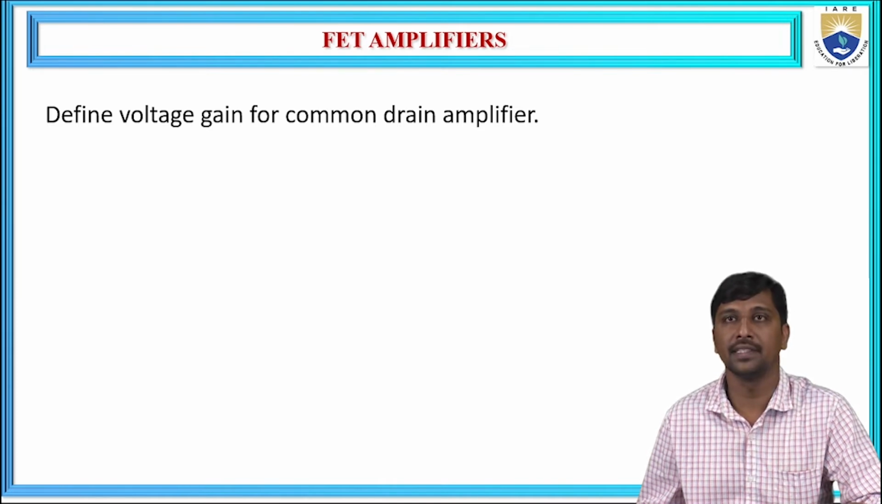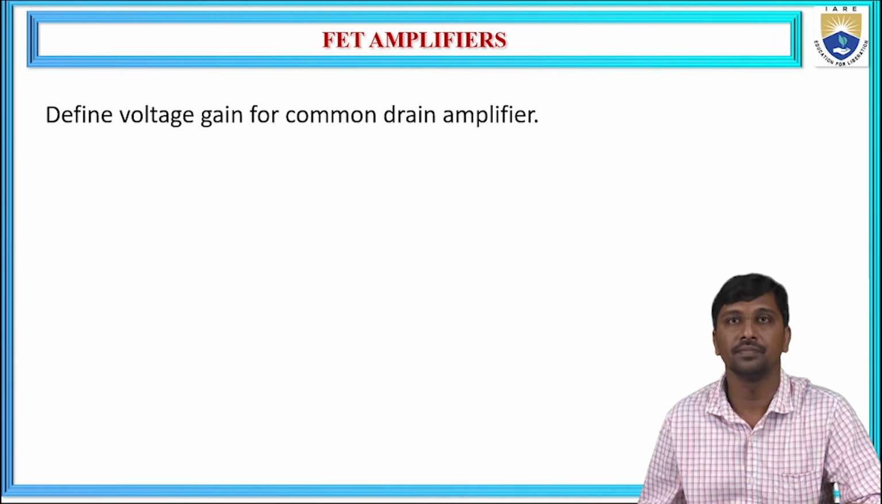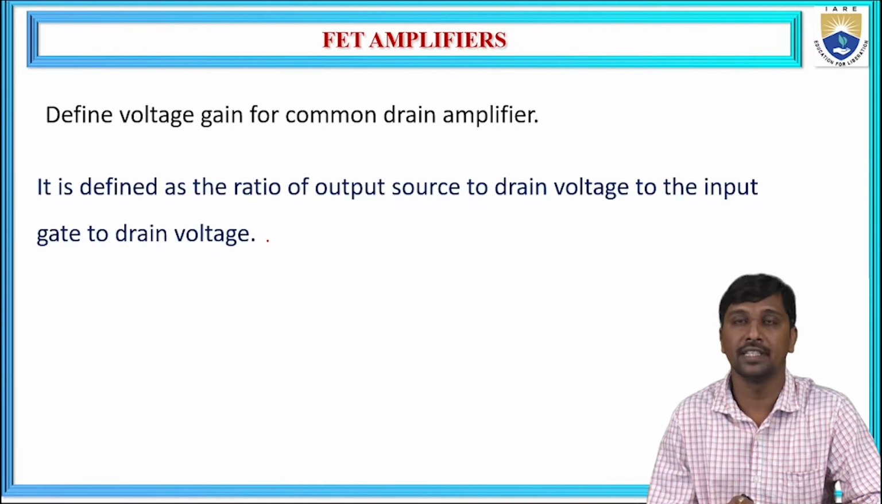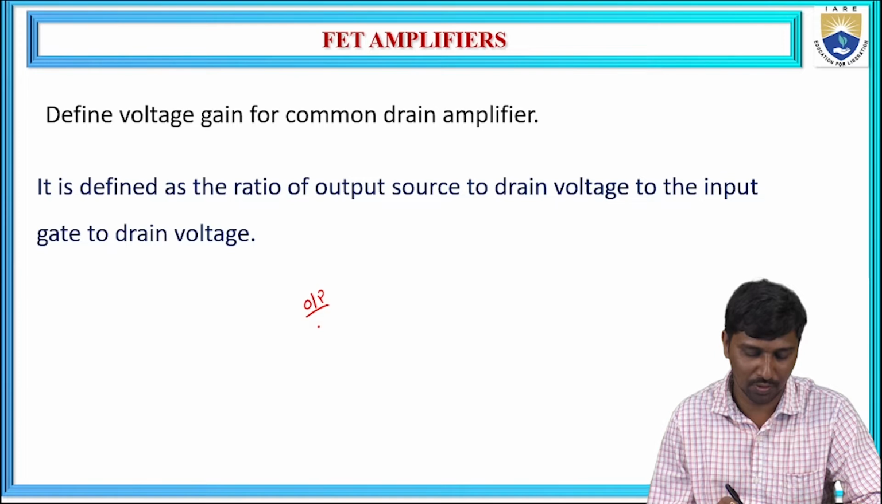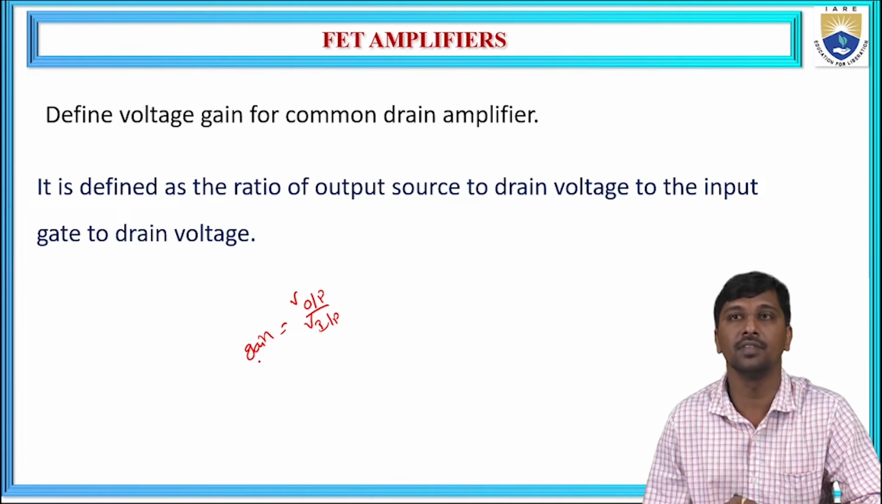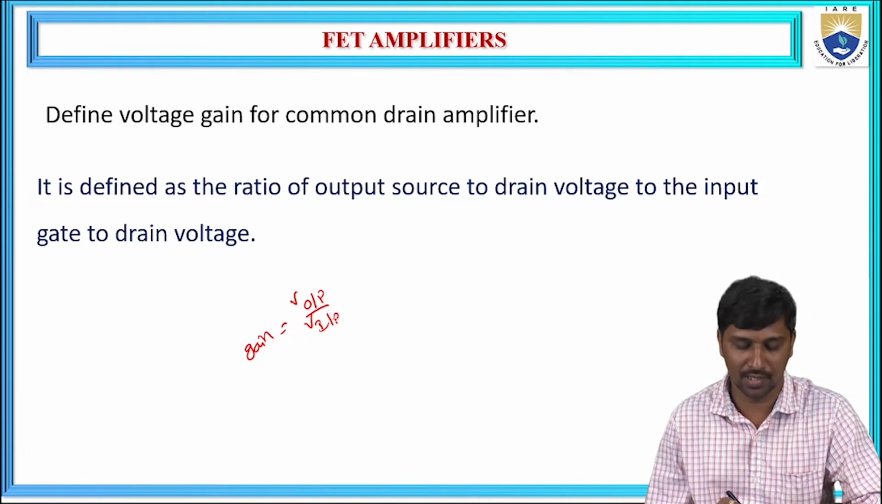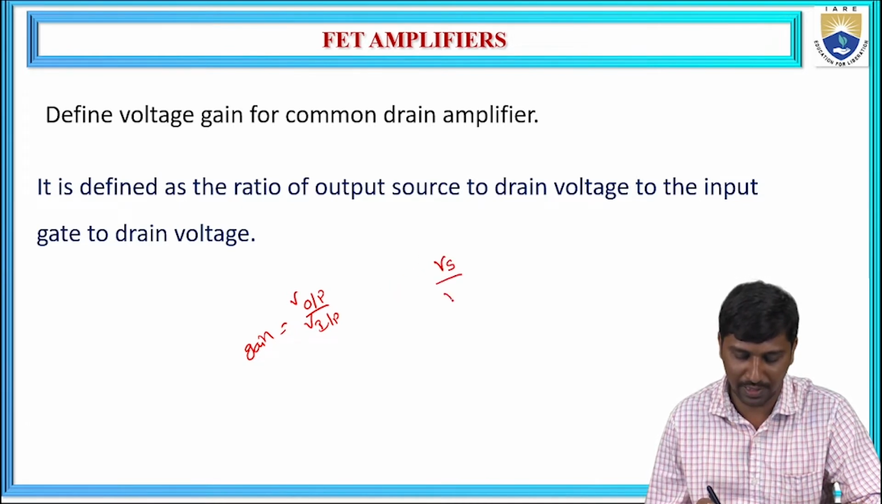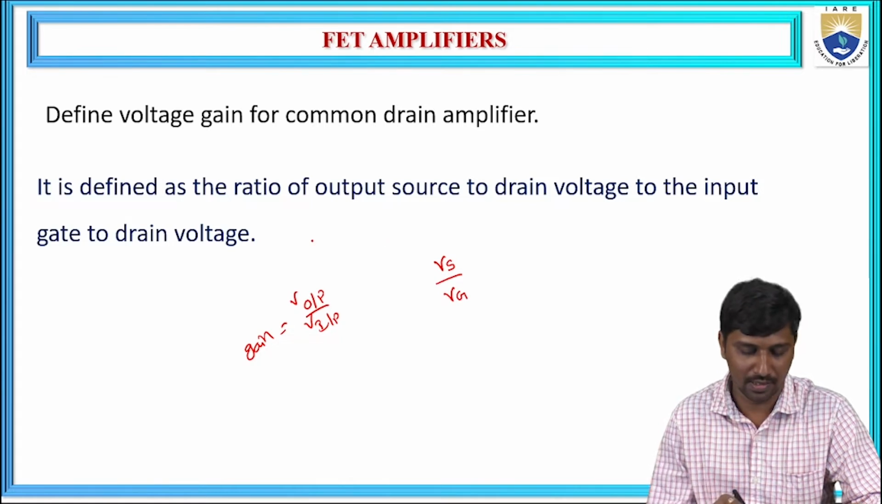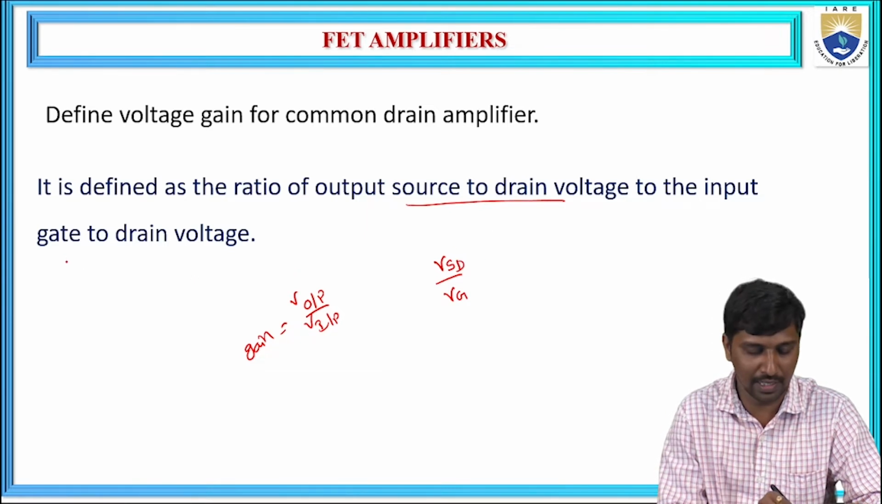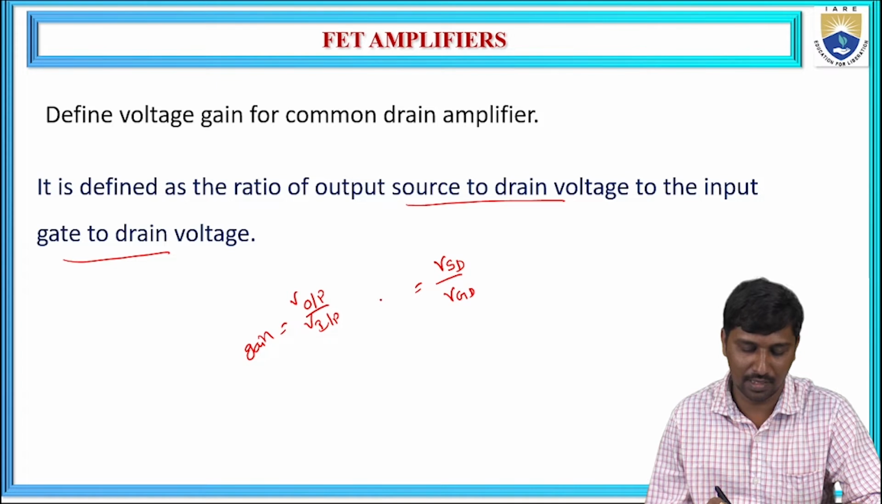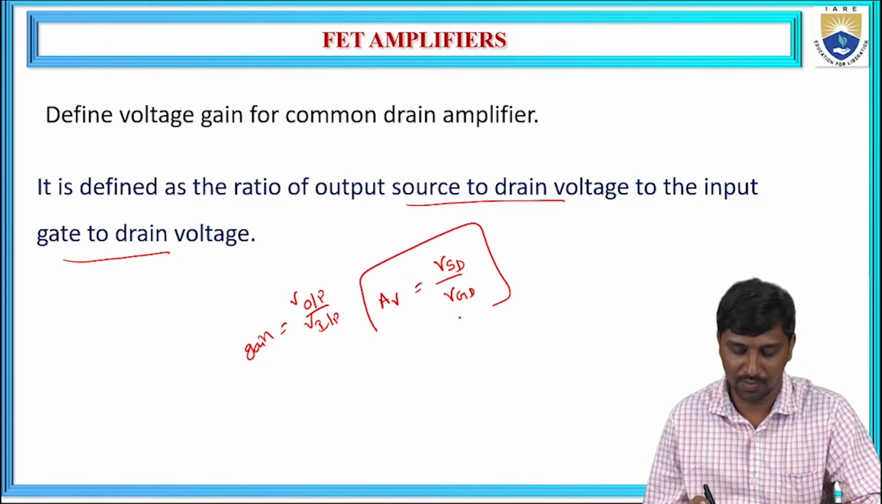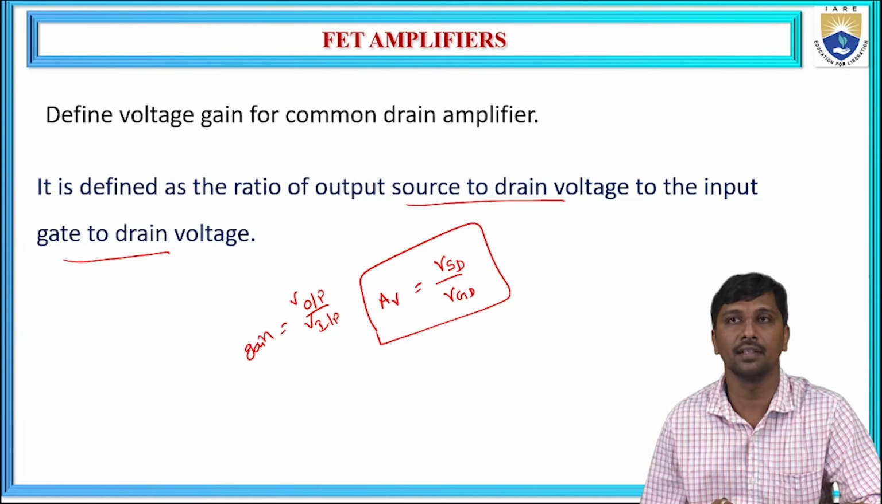Now define the voltage gain for common drain amplifier. Generally the voltage gain is the ratio of output voltage to input voltage, Vout by Vin, that is the gain parameter for common drain. If you consider this common drain, the output is measured across the source, hence the voltage across the source terminal to the voltage across the input terminal is the gain. Hence it is defined as the ratio of the output source to drain voltage to the gate to drain voltage. So this is the gain parameter in terms of voltage for this common drain amplifier.